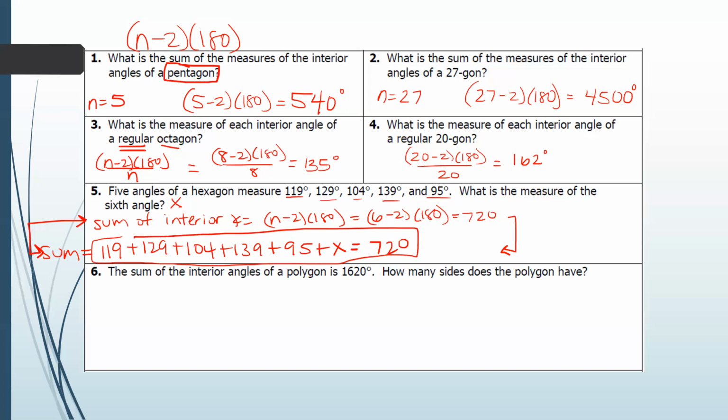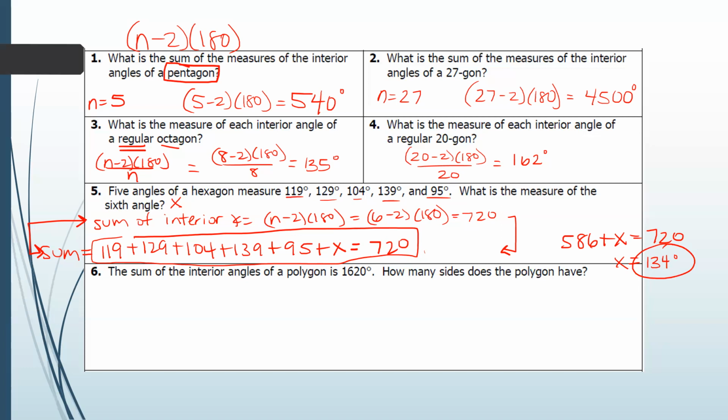So now what I can do is I can just solve for x in this equation. Combine all those like terms, add the 119, 129, 104, 139, 95. When I do that, I get 586. So this becomes 586 plus x equals 720. Subtract 586 from both sides, 134. So that last missing angle is a 134 degree angle. So this is how we can use that sum of interior angles equation when our polygon is not a regular polygon.